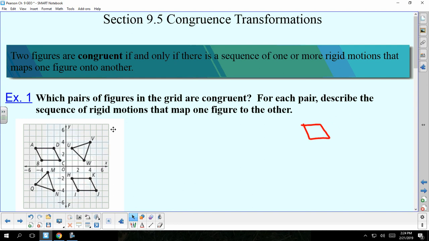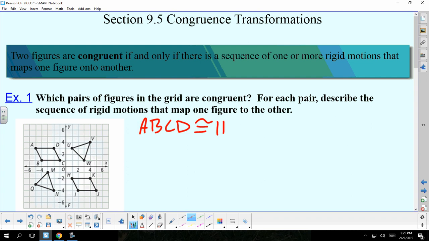So instead of proving congruence, I can say that A, B, C, D is congruent to H, I, J, K by simply a translation. How many did I have to go to the right? Over 1, 2, 3, 4, 5, 6. We're going over 6 to the right, so that's positive to the right. And then down 1, 2, 3, 4, 5. Negative 5.